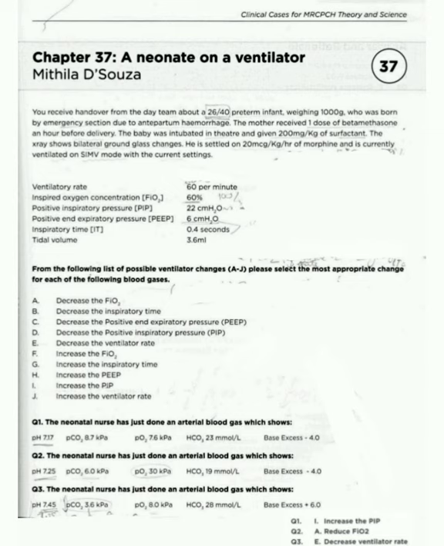The current ventilator settings are: ventilator rate about 60 per minute, inspired oxygen concentration FiO2 is 60%, peak inspiratory pressure PIP is 22 cm of water, positive end-expiratory pressure PEEP is 6 cm of water, inspiratory time IT is 0.4 seconds, and tidal volume is 3.6 ml.